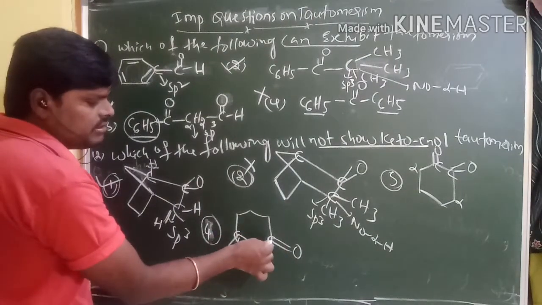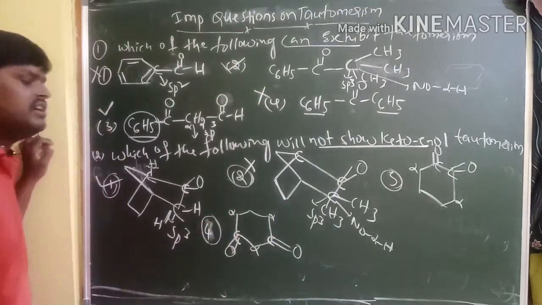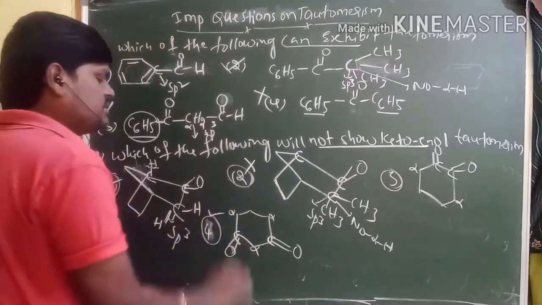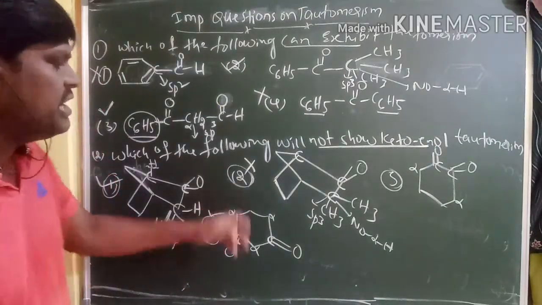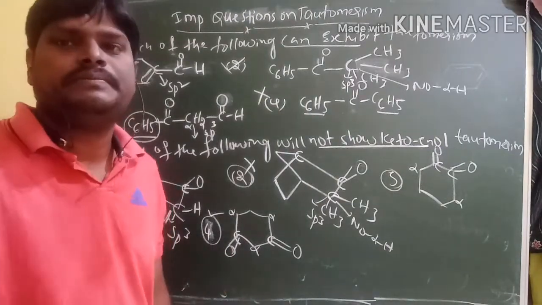It is an alpha carbon. It is also an alpha carbon. All alpha carbons are saturated, sp3 carbons. That's why it also exhibits keto-enol tautomerism. Only the second option here will not exhibit keto-enol tautomerism.